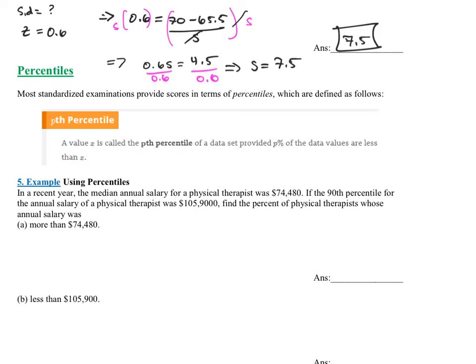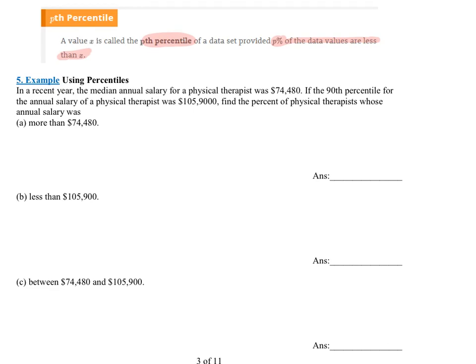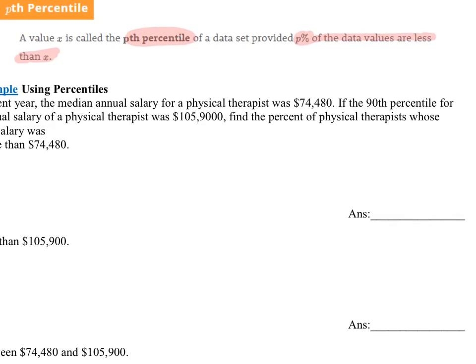So just remember, a percentile is you have scored better than that many data values, or that percent of data values are less than X. And that's what it says in that next part right there. It says the p percentile is p% of the data values are less than X. Okay? So let's look at this. It says in a recent year, the median salary for physical therapists was $74,480. If the 90th percentile for the annual salary of a physical therapist was $105,900, there's an extra zero there, so please get rid of that extra zero.